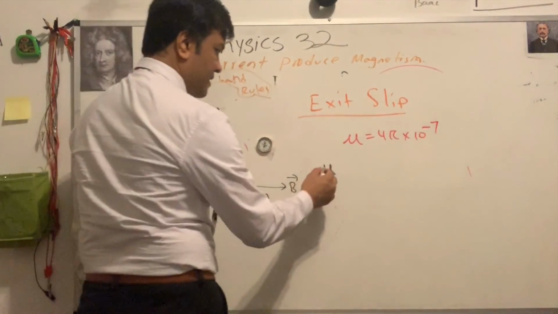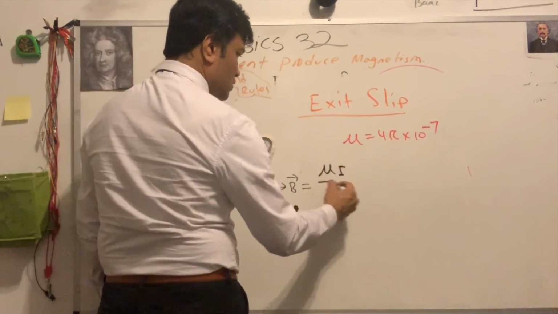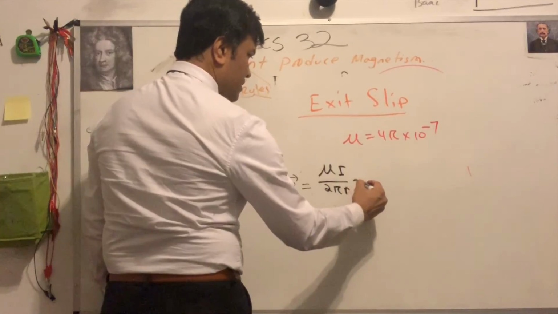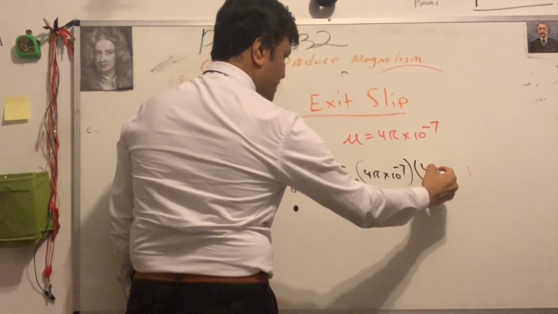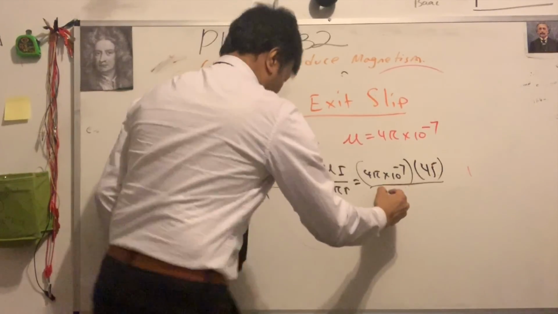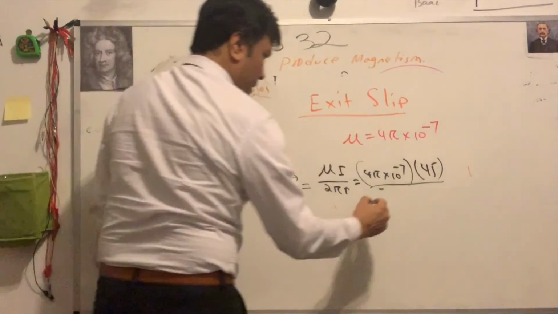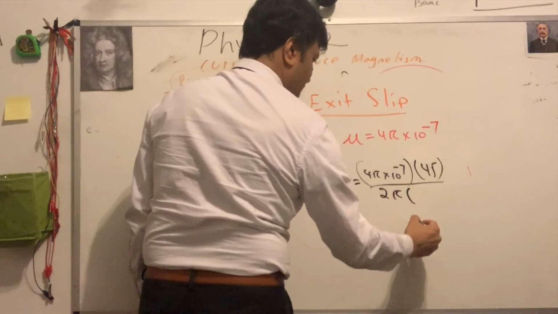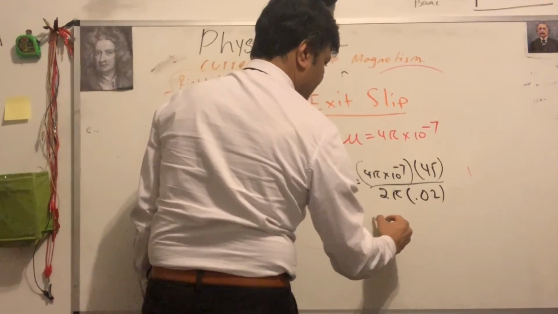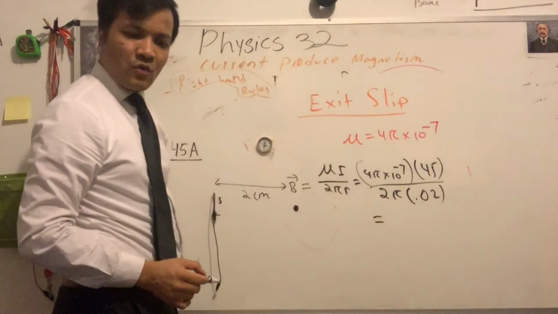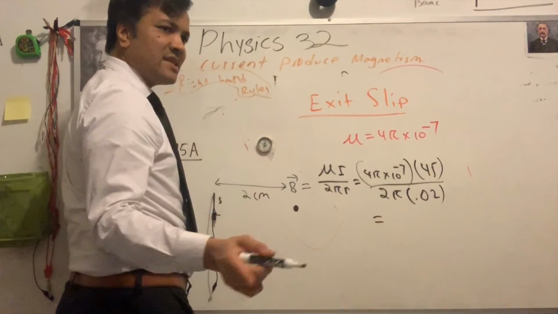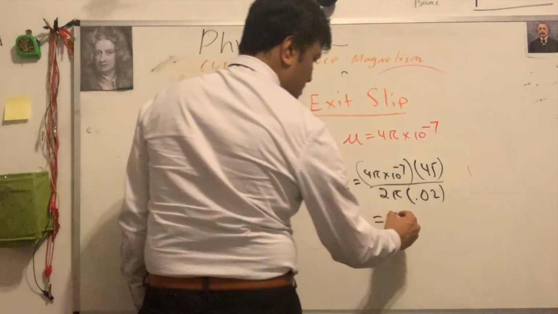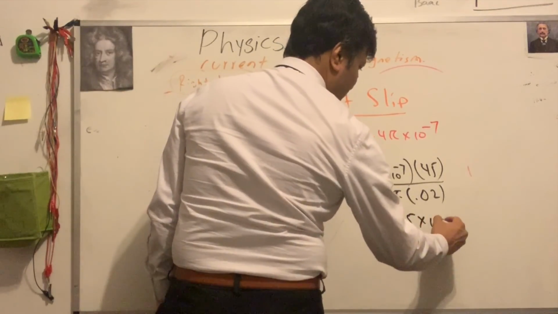And the magnitude of the magnetic field is mu I over 2 pi r. So 4 pi times 10 raised to negative 7, current is 45, divided by 2 pi. R is how much? 0.02. And that would be what? Oh, I know what I did wrong. What did you say? 4.5 times 10 to the minus 4 Tesla.